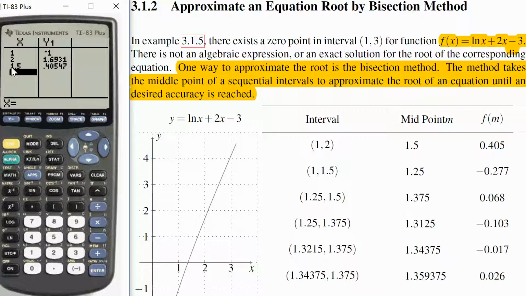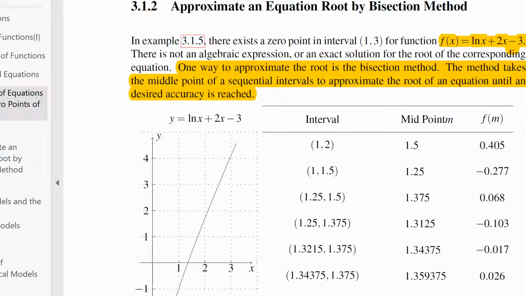And then the middle point is 1.5. You may input one more time. If you input 2 here and hit enter, you get the same value. If you input 1.5, that's going to be 0.40547. So it's approximately the value right here.